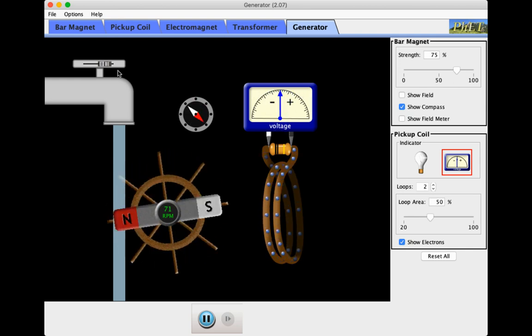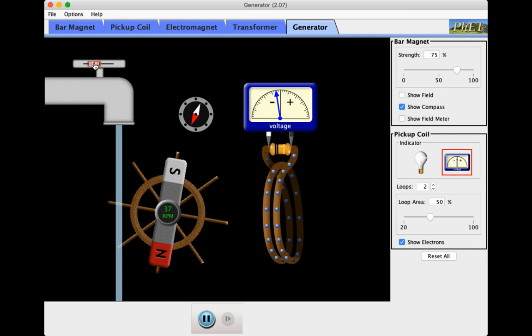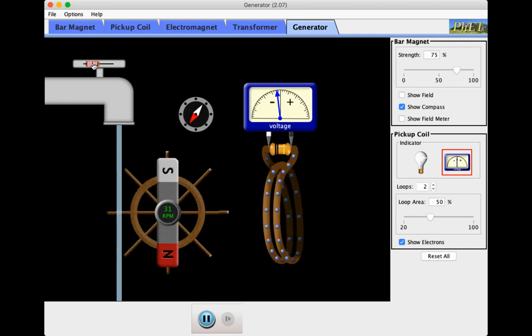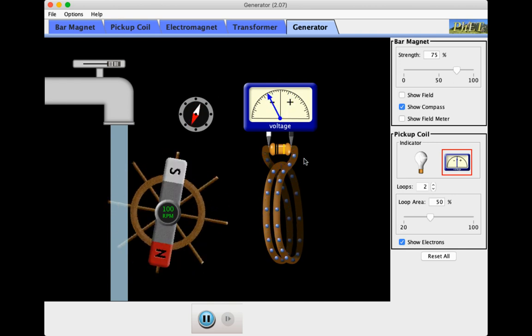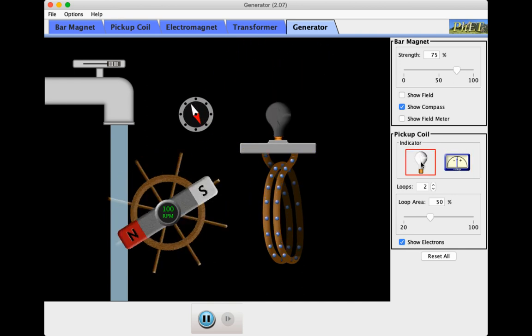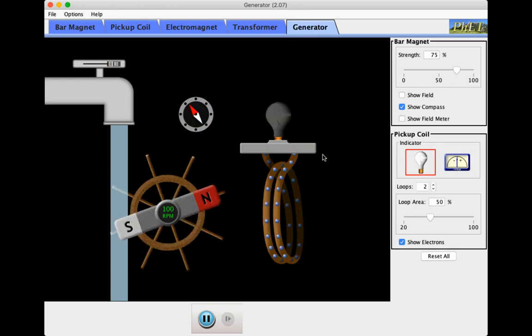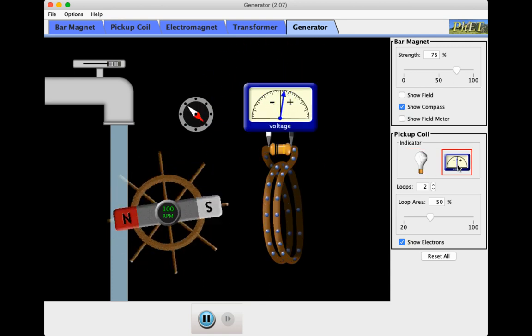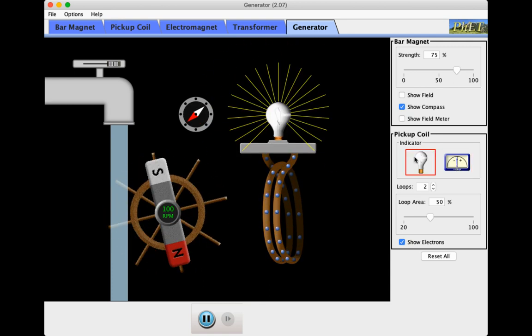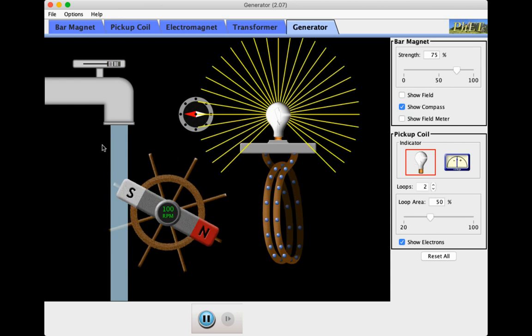I want you to see what you think is happening now if I adjust the flow of water back down. How does that affect the needle and the swinging back and forth? And then when I make it faster, you can see the effect on the needle. And if we go back to the light bulb, you can see the relationship maybe between how the voltage is being affected and how the brightness of the bulb is being affected.